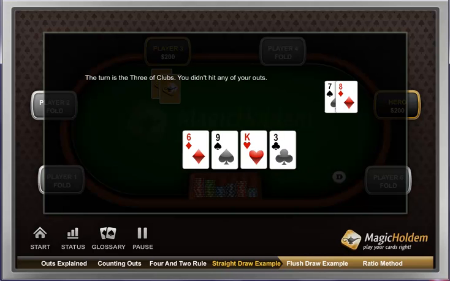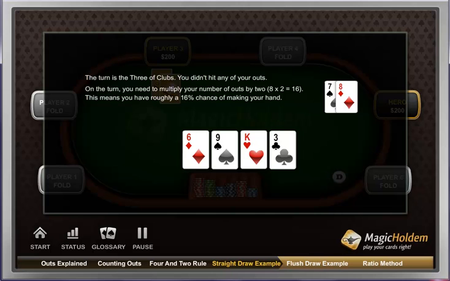The turn is the 3 of clubs. You didn't hit any of your outs. On the turn, you need to multiply your number of outs by 2. 8 times 2 equals 16. This means you have roughly a 16% chance of making your hand. The precise figure here is 17.4%.